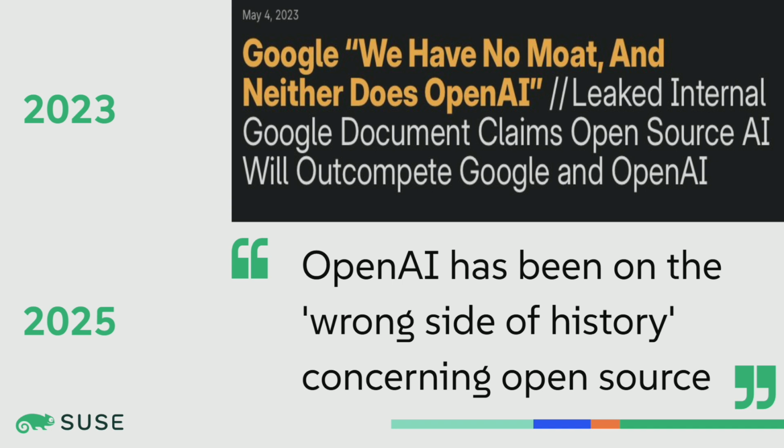And earlier this year, Sam Altman from OpenAI even said that, hey, OpenAI has been on the wrong side of history concerning open source, and I at least interpret that in a way that they also see that as a trend, that the models in themselves don't hold too much value, but rather that the tooling around it, the whole open source ecosystem can gain a lot from there.